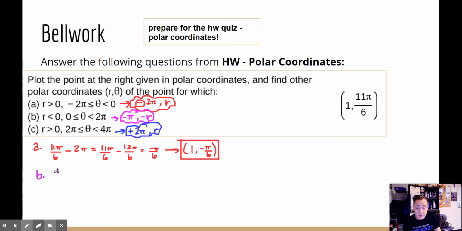All right, so for B, I'm going to subtract pi. So I'm going to take 11 pi all over 6, subtract pi. That gives me 11 pi all over 6 minus 6 pi all over 6. This equals 5 pi all over 6, which means my actual coordinate point is 1 comma 5 pi all over 6. And that is my final point. Is it within my bounds? Is it within my interval? Yeah, it is. Absolutely. I'm solid.